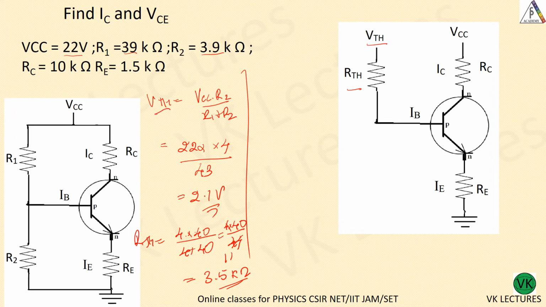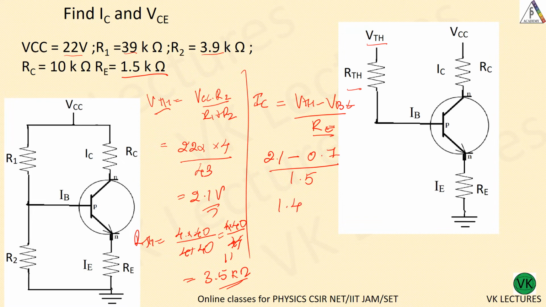Now once we got VTH and RTH, the first thing that we can find is IB. We can find directly IC. IC is equal to (VTH minus VBE) divided by RE. What is RE? RE is given to be 1.5 kilo. So VTH is 2.1 minus VBE is 0.7, divided by RE 1.5. So 2.1 minus 0.7 is 1.4 divided by 1.5, which is almost around 0.9 milliampere.